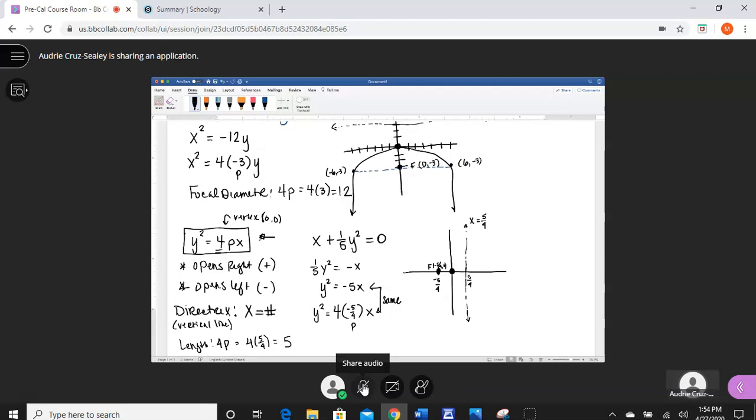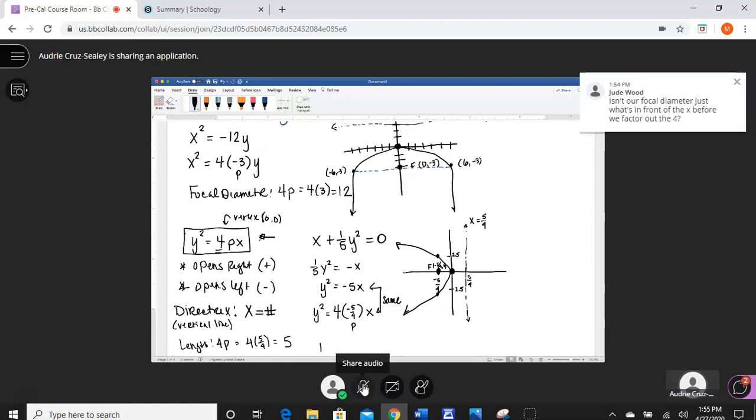The negative doesn't do anything except tell you how it opens. Does it open up? Does it open down? Does it open left? Does it open right? So we know this is going to open left because it's negative, but the length of your focal diameter is 5, which means you're going to go 2.5 in each direction. So this is up 2.5, and this is down 2.5. So I'm going to go across to 2.5, 2.5, and here is my picture.